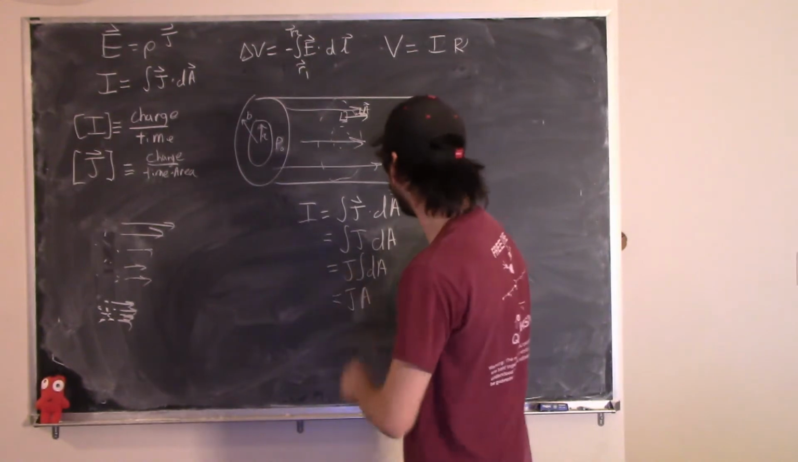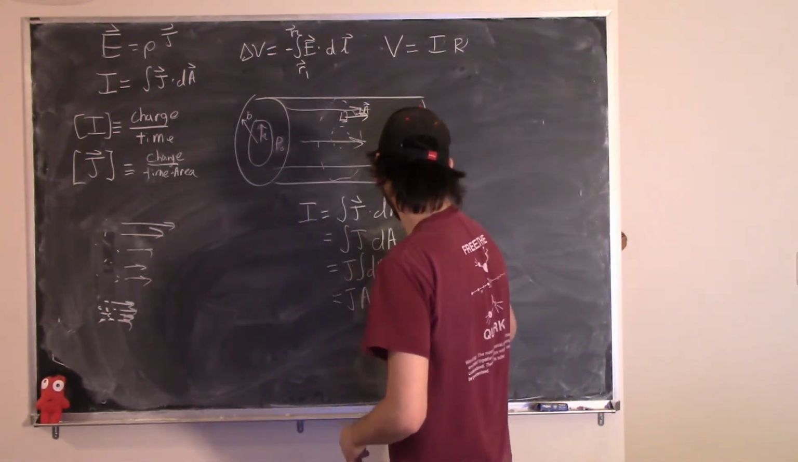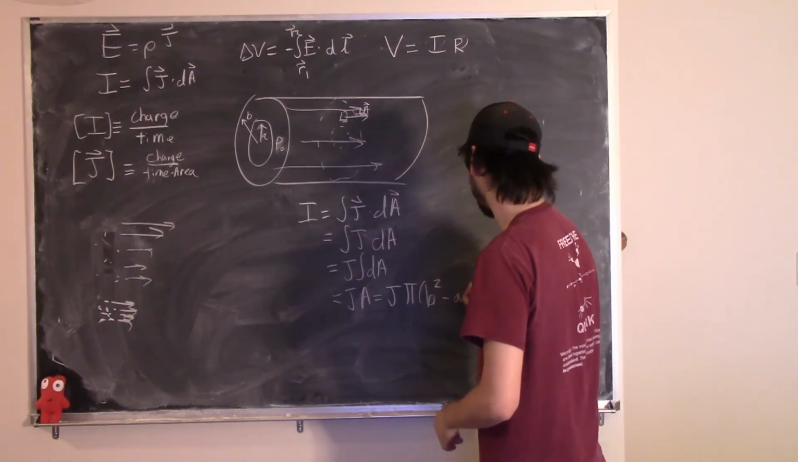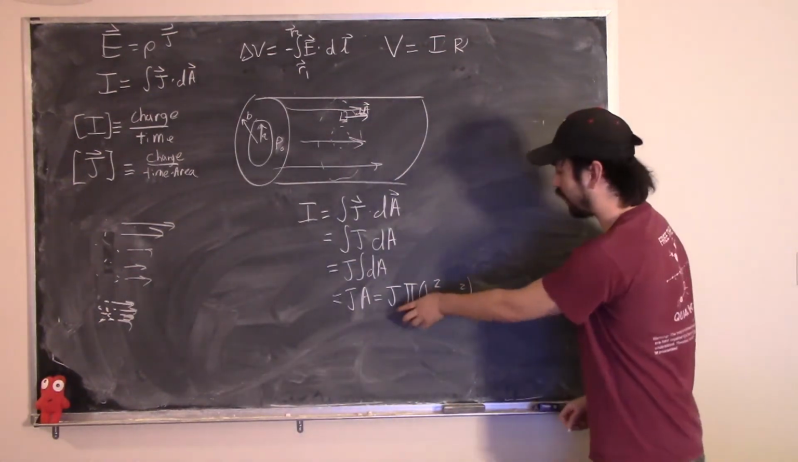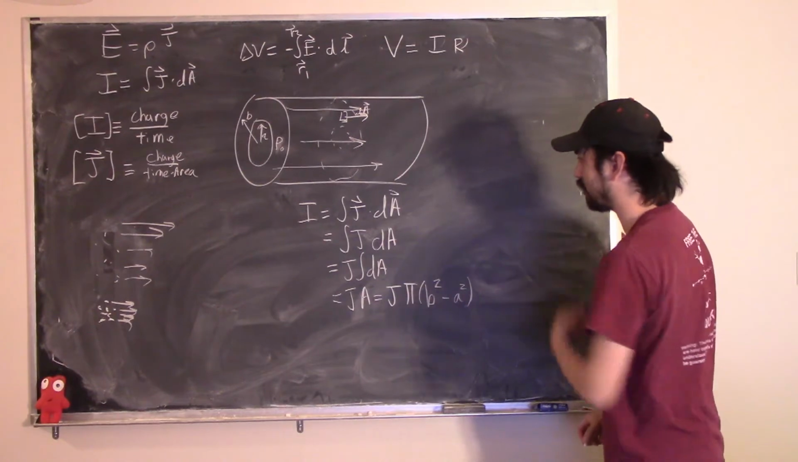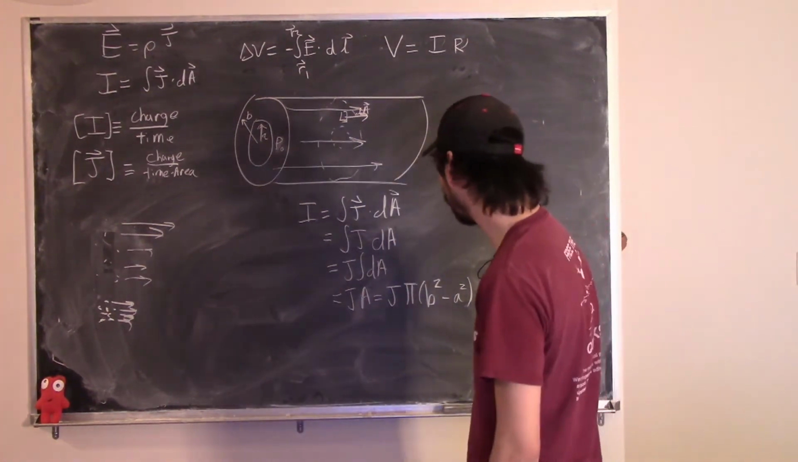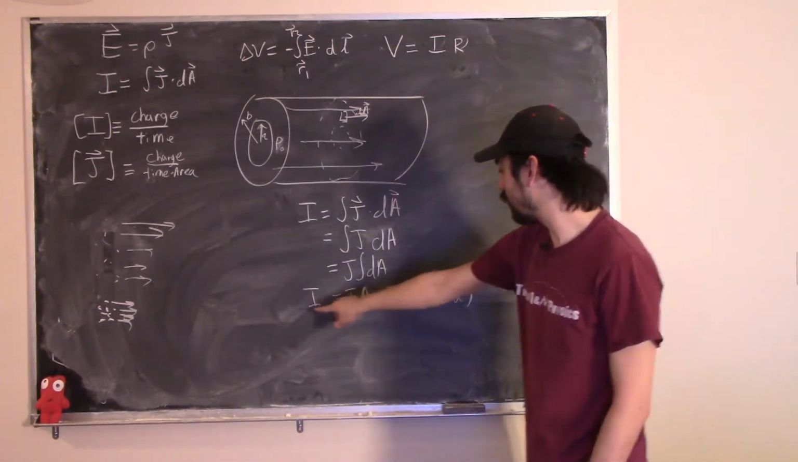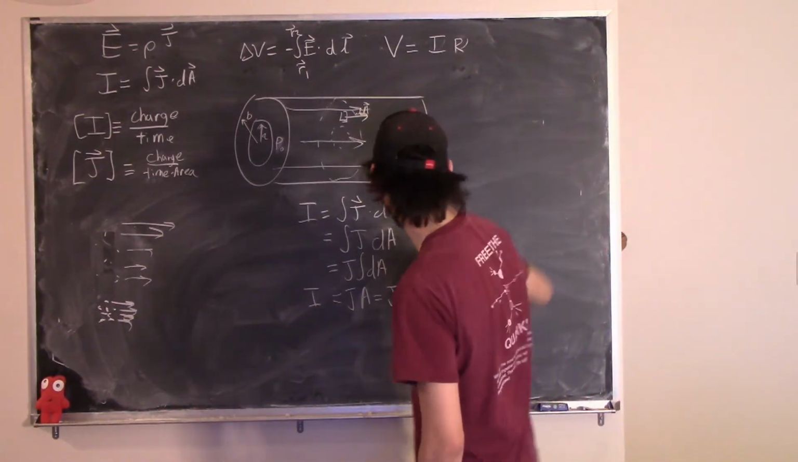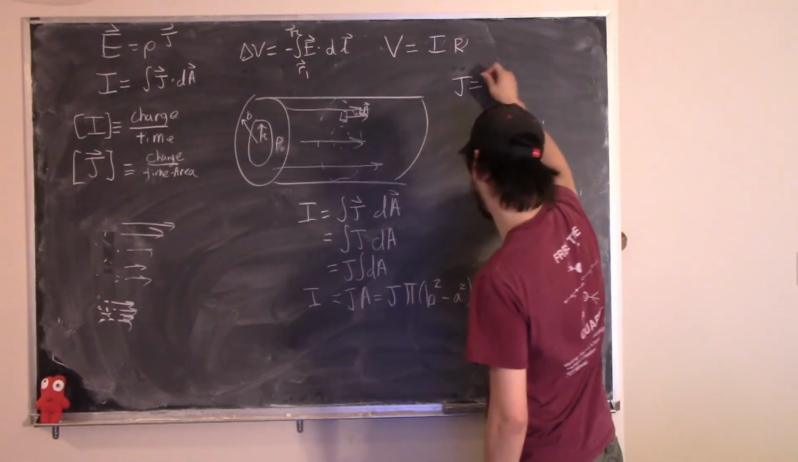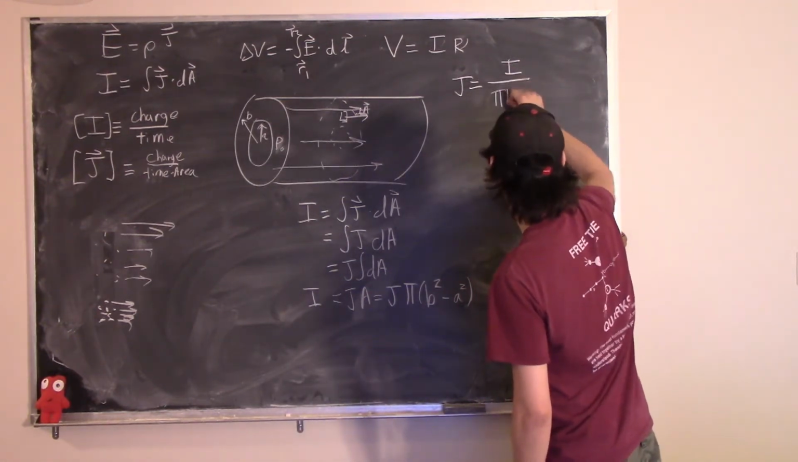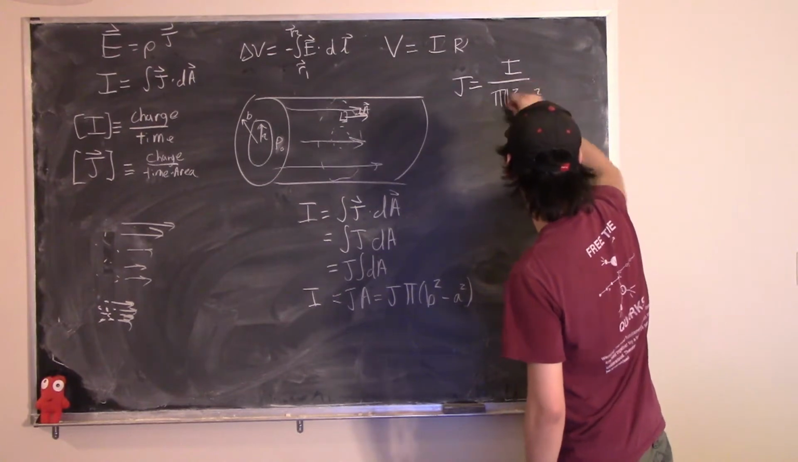And it's just going to be equal to pi times the outer radius squared minus the inner radius squared. So this is J pi (b squared minus a squared), which is equal to I. So we can write J in terms of I by saying that J is just going to be equal to I divided by pi (b squared minus a squared).